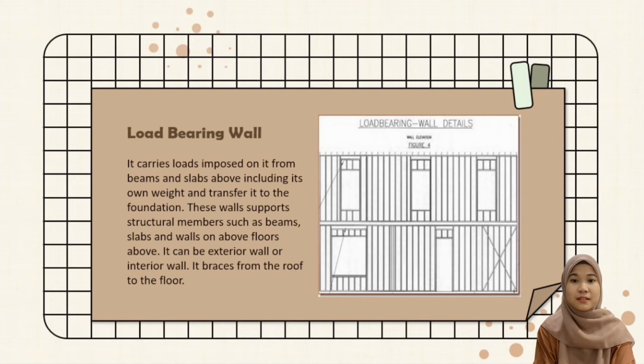It carries loads imposed on it from beams and slabs above, including its own weight, and transfers them to the foundations. This wall supports structural members such as beams, slabs, and walls on the floors above. It can be an exterior wall or an interior wall. It braces from the roof to the floor.